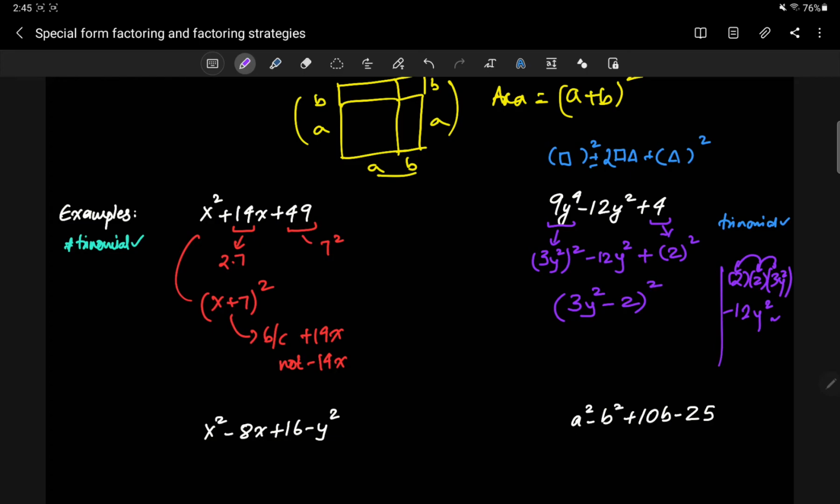Just as in the previous case, since it was positive, this was positive. So this sign and this sign are always the same. And here, because this is negative, this has to be negative.